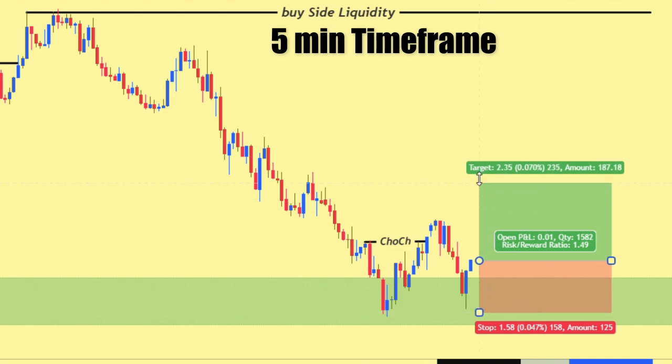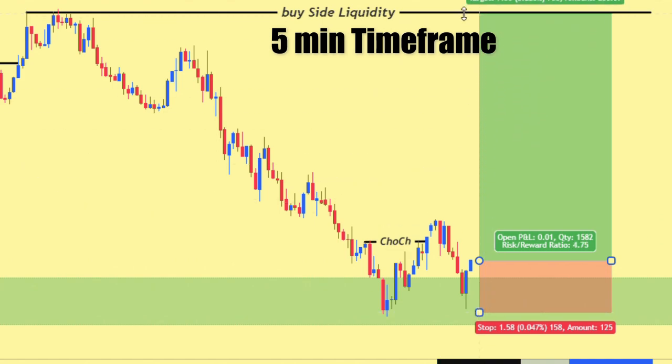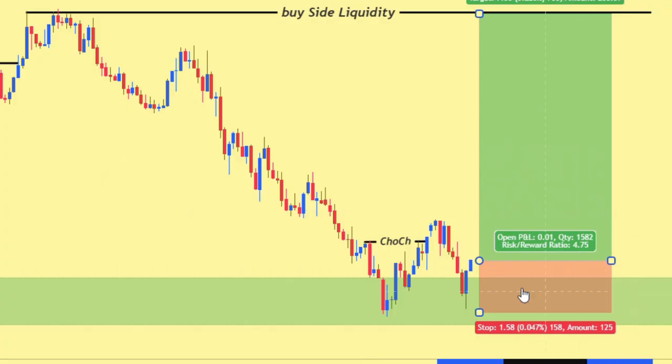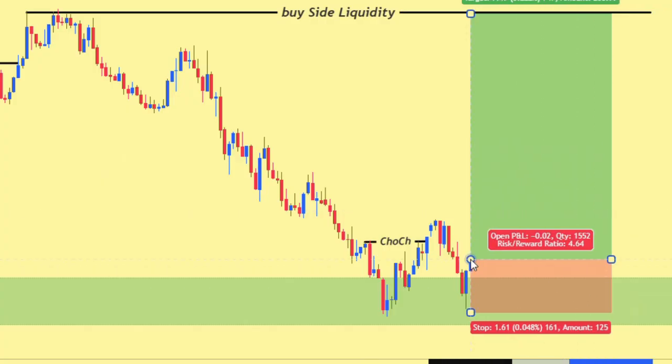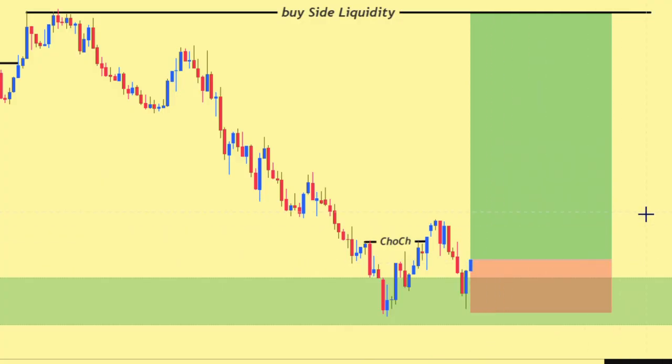The market does not move randomly. It moves toward liquidity. Above the current price, we can see previous swing highs. These levels represent buy-side liquidity. Many traders place their stop losses above these highs. Breakout traders also place buy stop orders above these levels, expecting continuation. This creates a pool of liquidity resting above the highs.